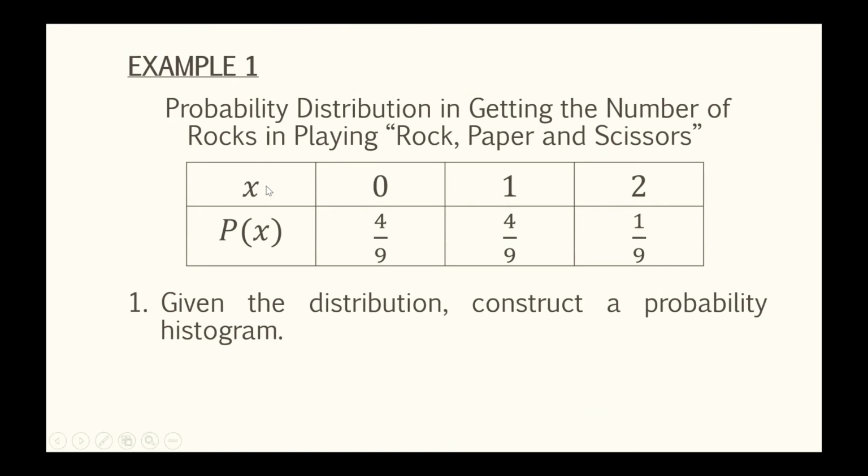We have the number of rocks, 0, 1, 2 as the values of x and its corresponding probabilities. We have the symbol here, P of x. If x is equal to 0, that probability is 4 over 9. If x is equal to 1, its probability is 4 over 9. And if we have 2 rocks, the probability is 1 over 9. Given this distribution, we're going to construct a probability histogram.